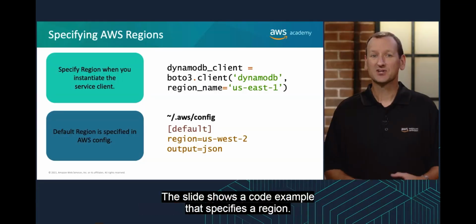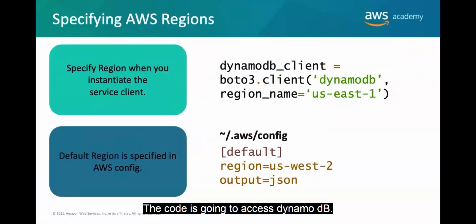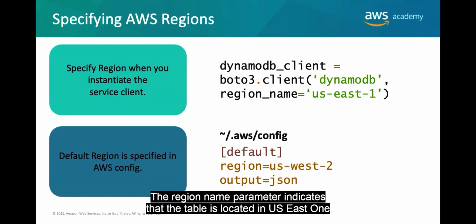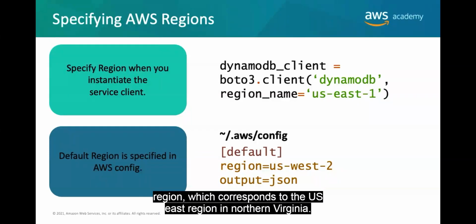The slide shows a code example that specifies a region. The code is going to access DynamoDB, so it specifies where the table is located. The region name parameter indicates that the table is located in US East 1 region, which corresponds to the US East region in Northern Virginia.